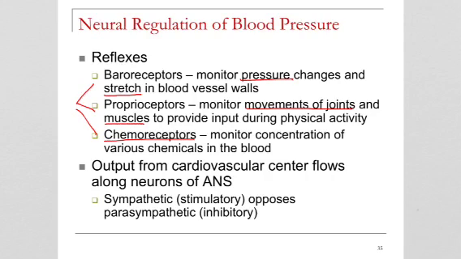So this input from baro, proprio, and chemo goes into the brain, in the medulla oblongata, and from there the messages come out. So the output can be two ways: sympathetic and parasympathetic. As we know, sympathetic is stimulatory and parasympathetic is inhibitory.